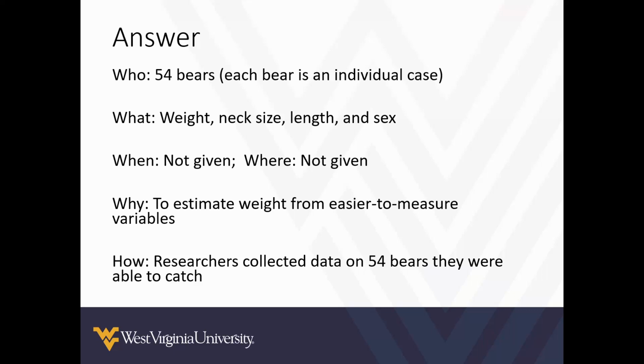Who? Who is the 54 bears being measured? So each bear is considered to be an individual case. What is what we've measured? We've measured their weight, neck size, length, and sex. We were not given when this was occurring or where this was occurring. Why is this occurring? Well, we're trying to estimate weight from easier to measure variables, and how. Researchers have collected data on 54 bears that they were able to catch.